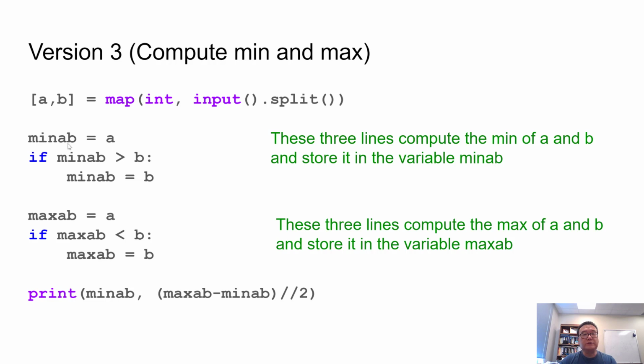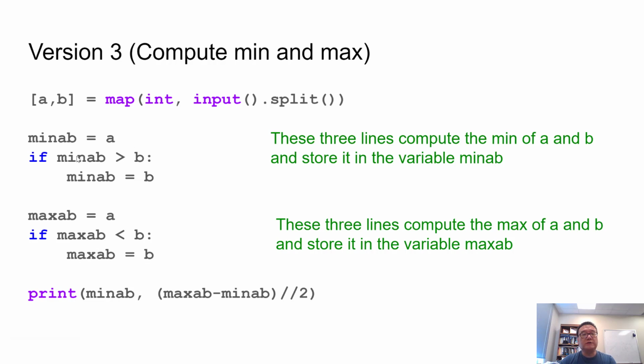So we can compute min and max in this way. So this means that we first assume that the min of the two values is A, and then we check if the current min value is greater than B, then that means B should be the current min value. So we assign value B to min AB. So similar logic, we can handle max. So we first assume the max value is A, and if it turns out the current max value is less than B, we assign B to be the max of the two.